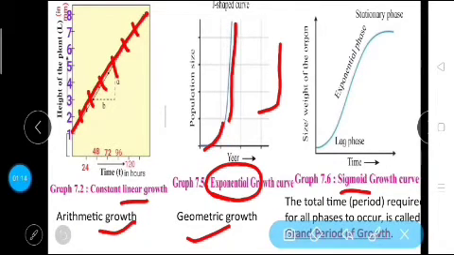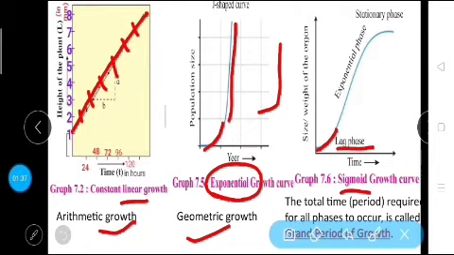In case of the third graph, that is the sigmoid graph, three phases occur. First phase is lag phase, second phase is exponential phase, and third phase is stationary phase. Okay, the first phase, which is called lag phase, is where growth rate is very slow.